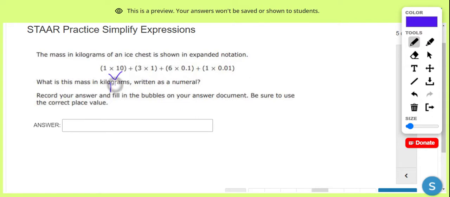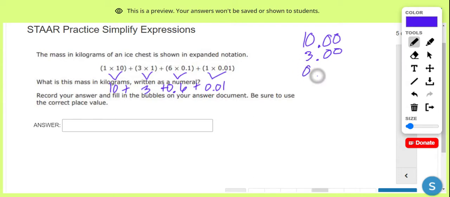Parentheses, 1 times 10 is 10. 3 times 1 is 3. 6 times 0.1 is going to be 0.6. And then 1 times 0.01 is going to be 0.01. So you got 10.00, 3.00, 0.60, and then 0.01.